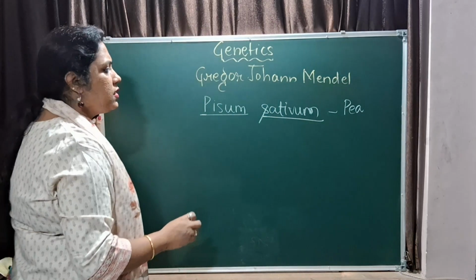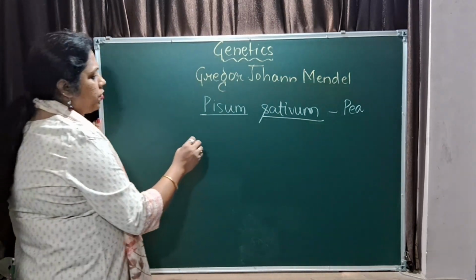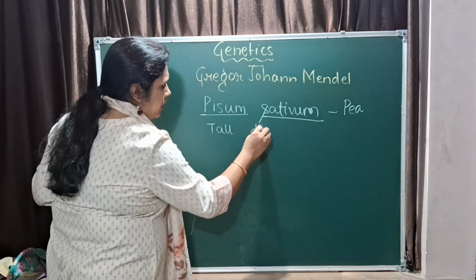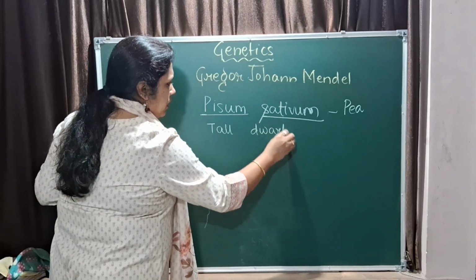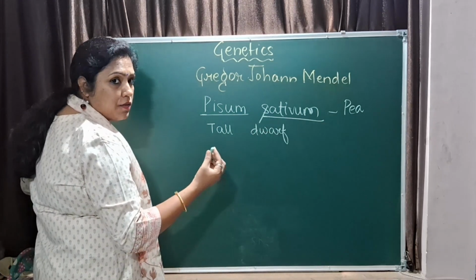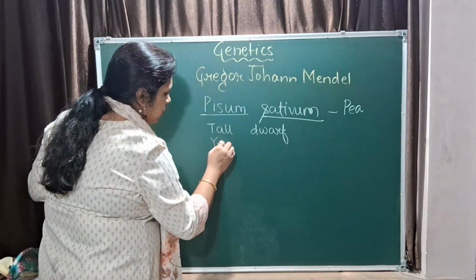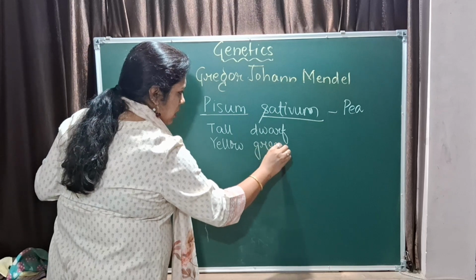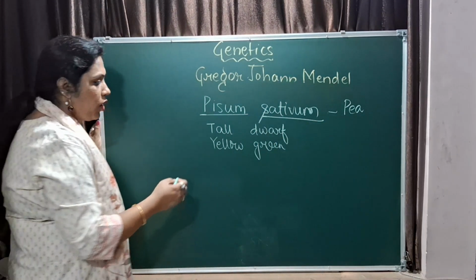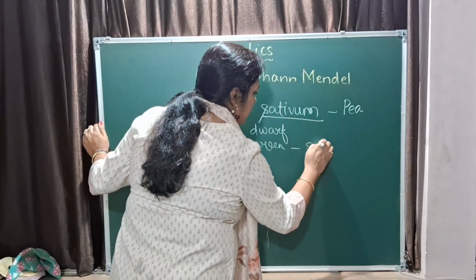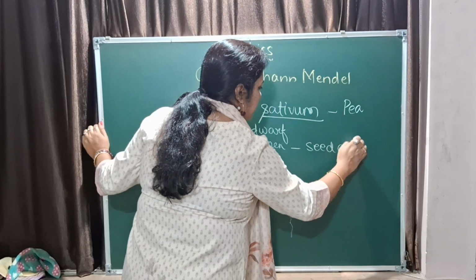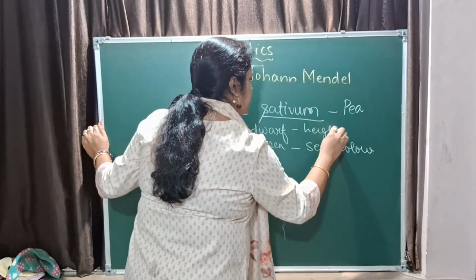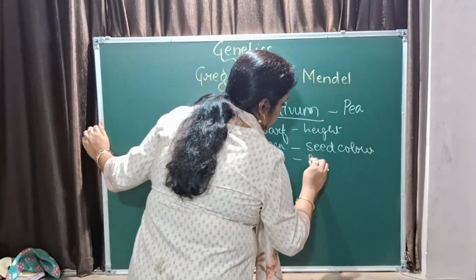Now, Mendel studied certain characters which he observed. The pea plant was tall and the other trait was dwarf. Then he saw that the color of the seed was yellow and the color of the seed was green. This is seed color. This is the height of the plant. Then he studied pod color.